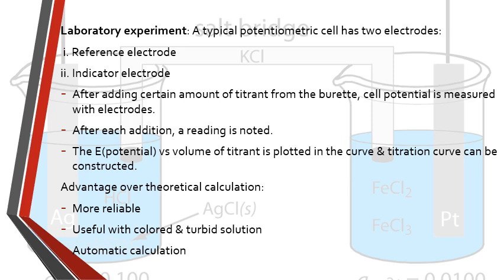The half equivalence point occurs when half the amount of titrant needed to reach the equivalence point has been added. At this point, for acid-base titration, the pH is equal to the pKa of the weak acid.